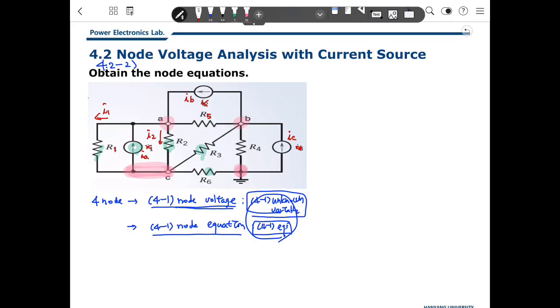So we choose this is I1. And I choose this I2, and this current is I5, and this current is I3, and we define this current as I4, and I will choose this current as I6. So then we are ready to use the KCL here.